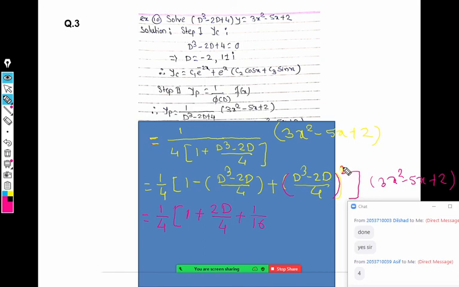Now d cube minus 2d bracket squared, like a minus b bracket square. What is the first term, a square? d raised to 6. Is it required? No, sir. The middle term is minus 2ab, which means minus d raised to 4. That is also not required. We are interested only in the last term, which is 4d square. So only those terms I have written which we are interested in, multiplied by 3x square minus 5x plus 2.